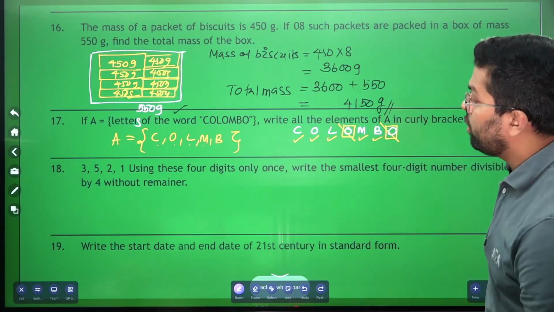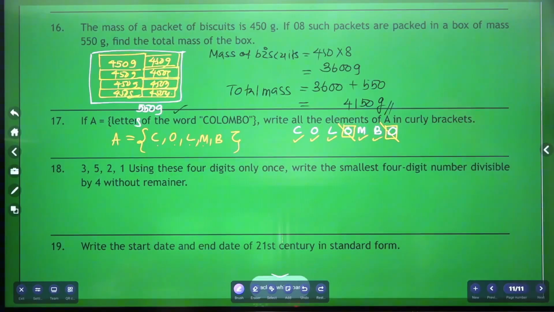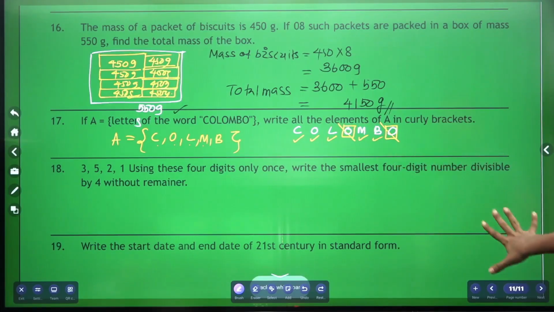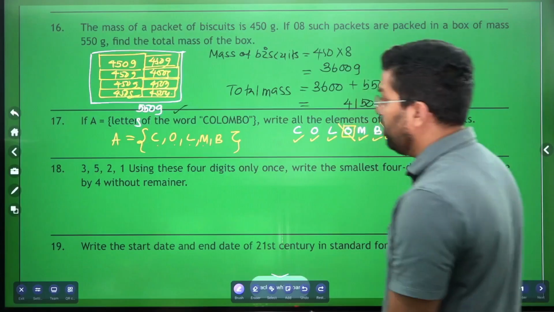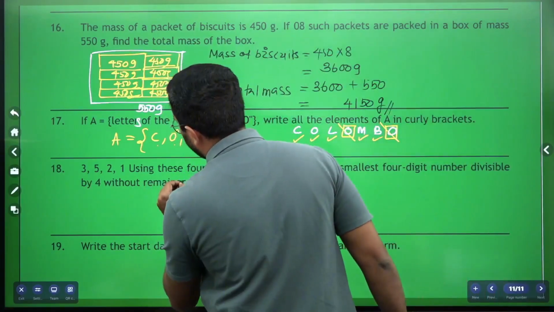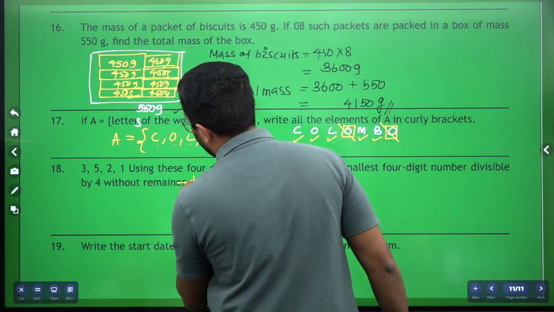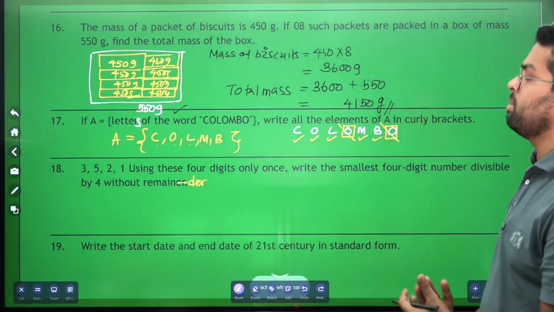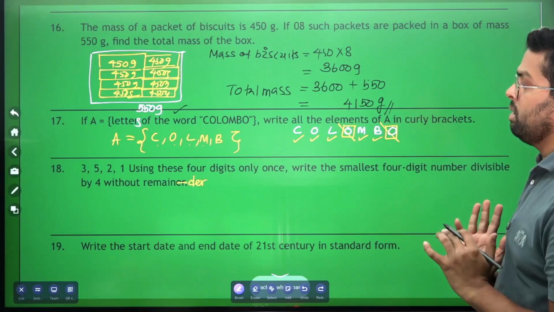3 and 5 and 2 and 1. Using these 4 digits only once, write the smallest 4-digit number divisible by 4 without remainder, right? So without having any remainders, the smallest possible 4-digit number, right?